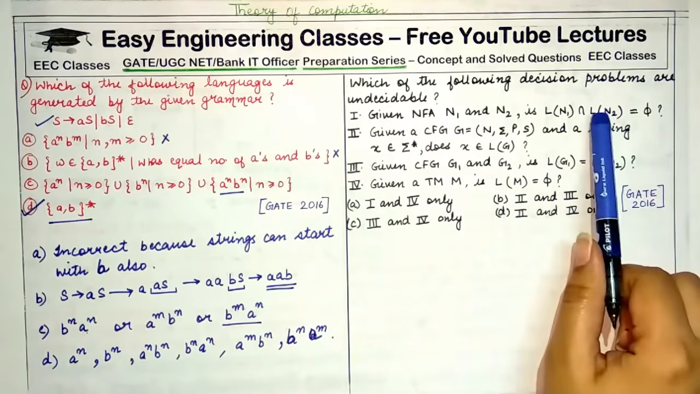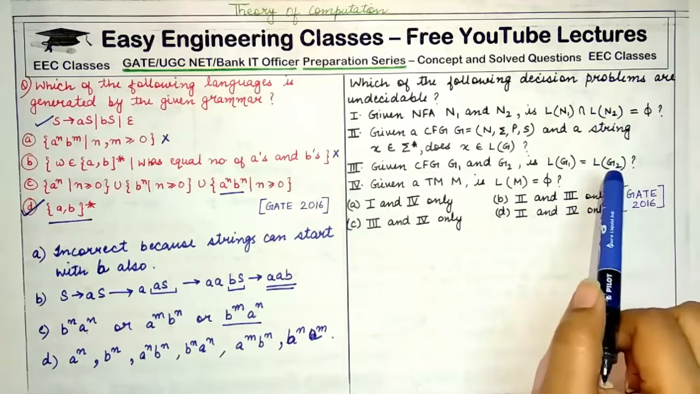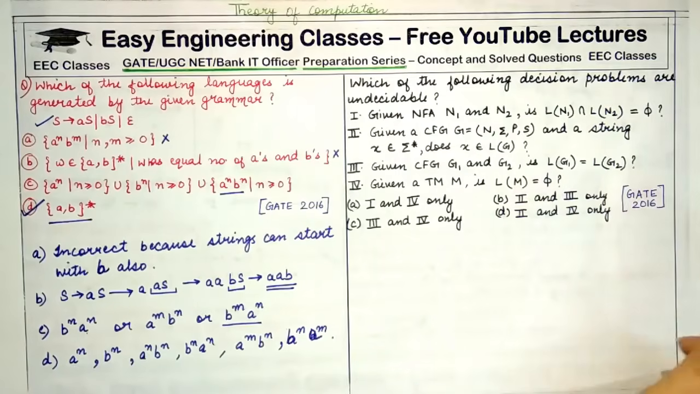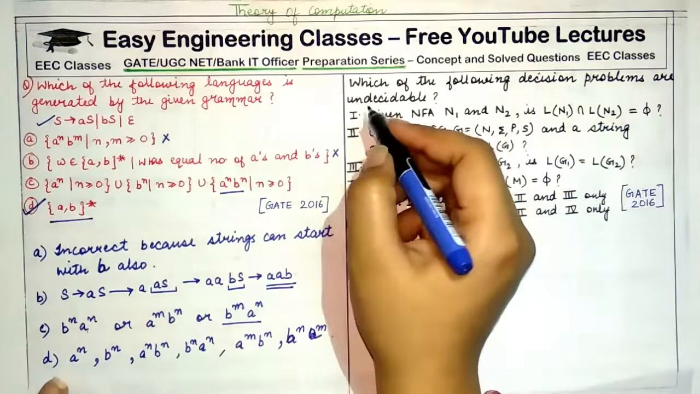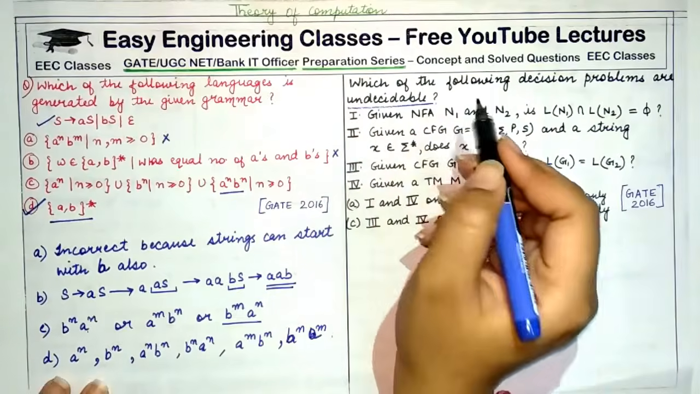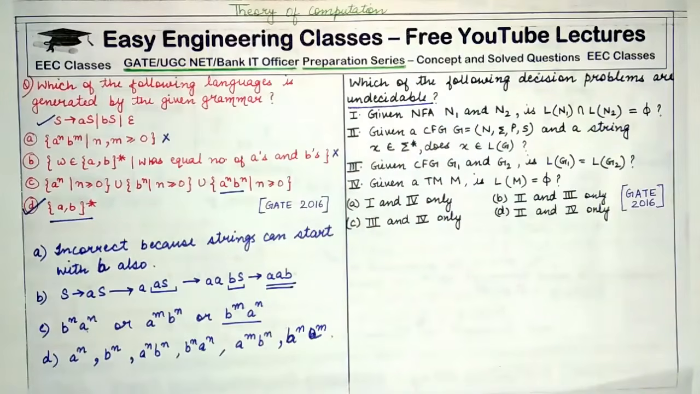So you have to tell which out of the four are decidable and which are undecidable. Basically you have to tell which are undecidable.